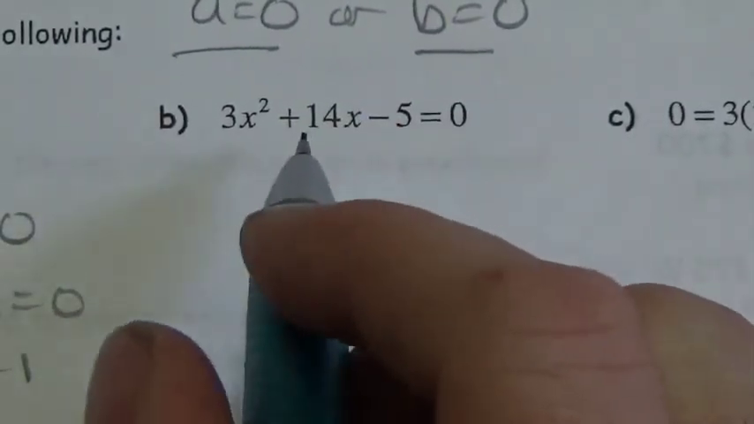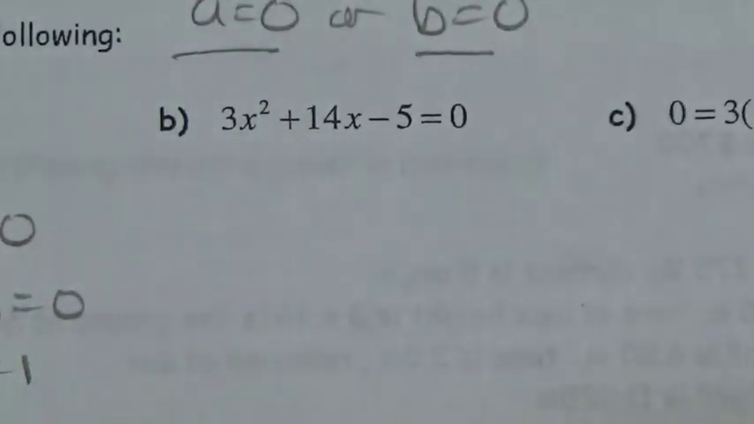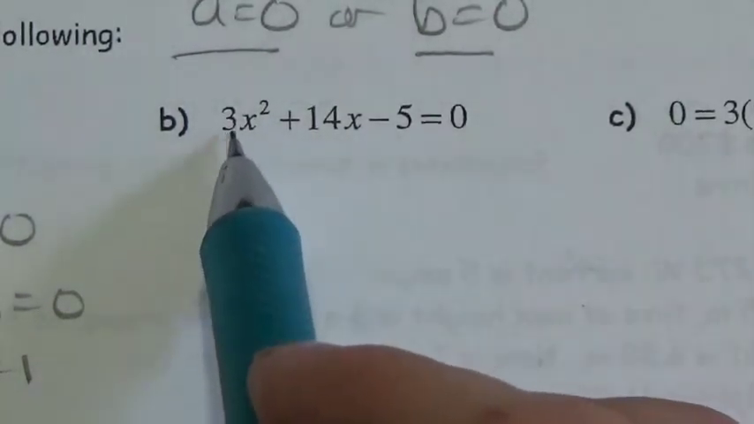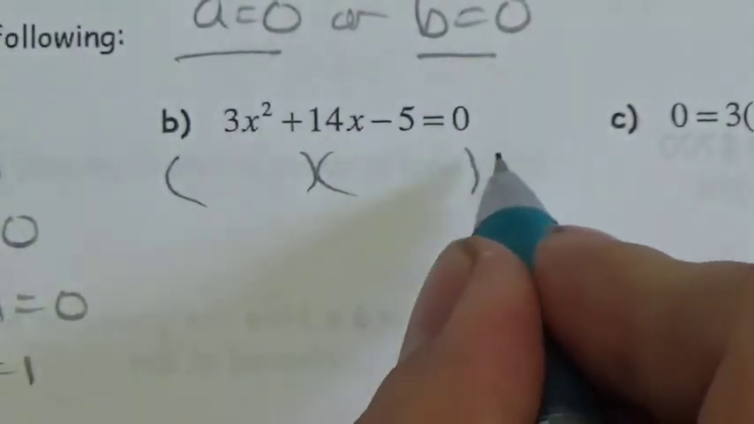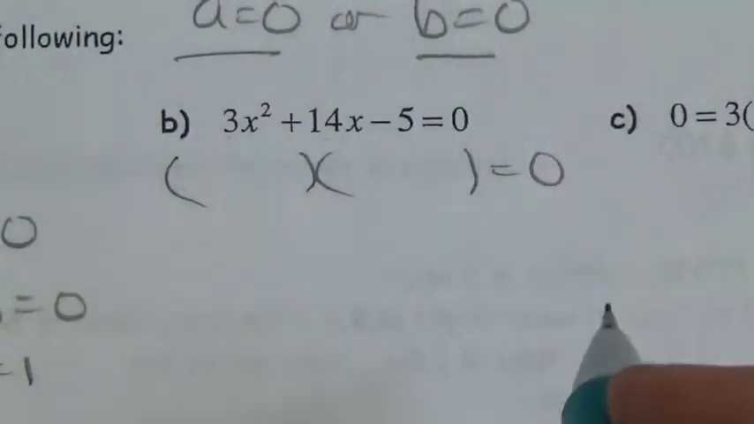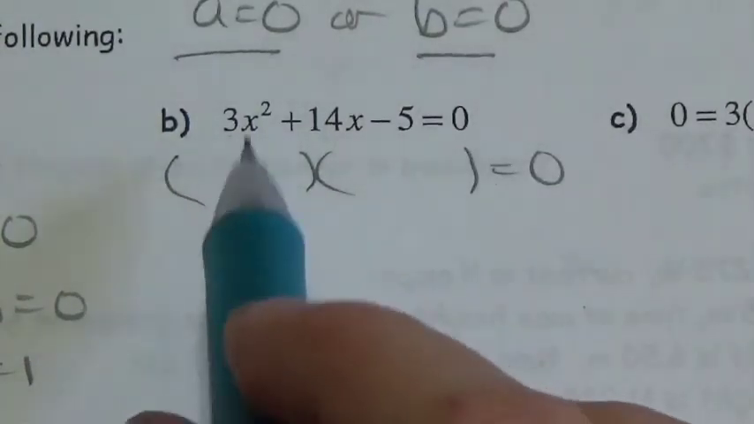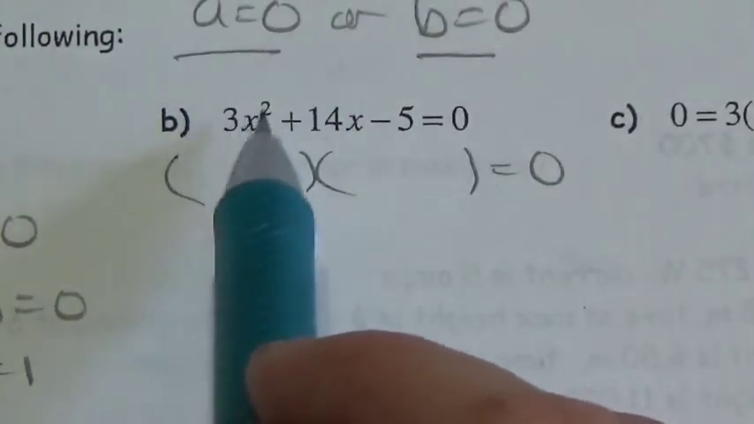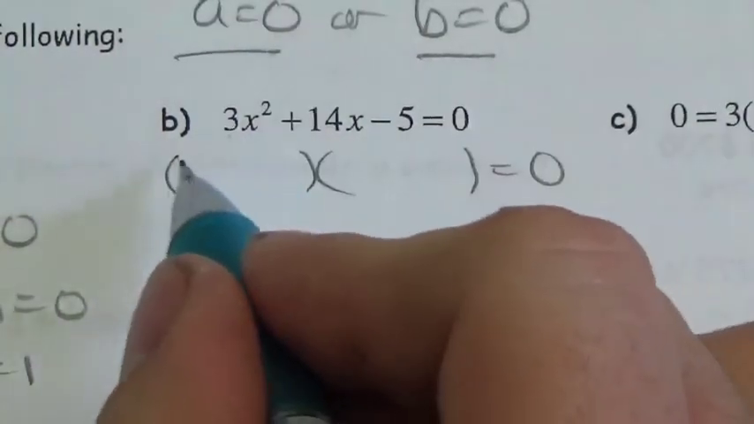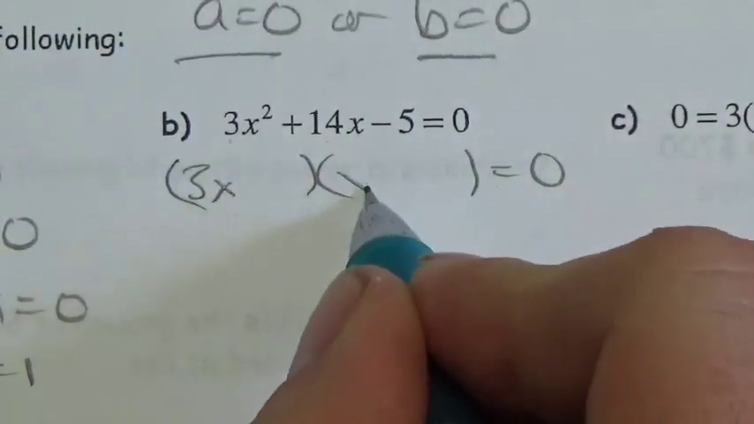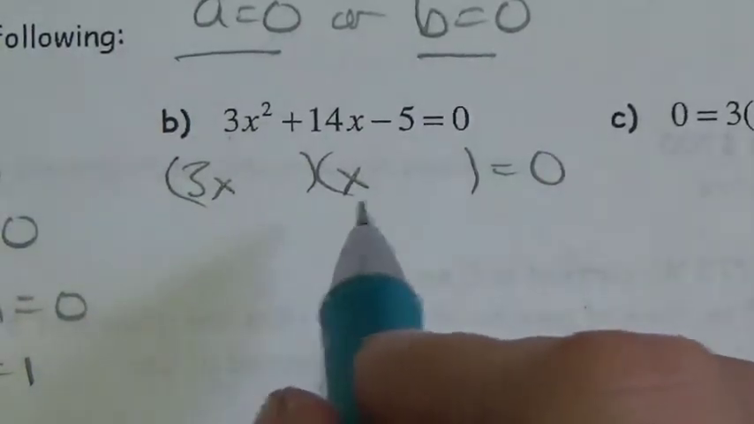Okay, 3x squared plus 14x minus 5. Now again, because I'm lazy, the first thing I want to do is take out any common factors, but I don't see anything that's common there. So I'm going to break this apart into two binomial factors. Now, 3x squared, that first term here. The nice thing about this is that 3 is a prime factor, so it really can only be broken down into 3 and 1. So 3x and 1x.